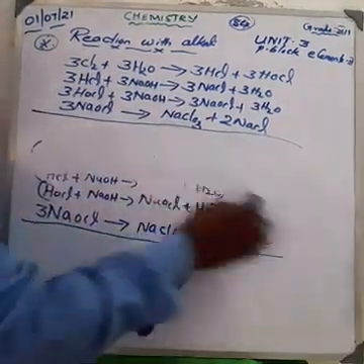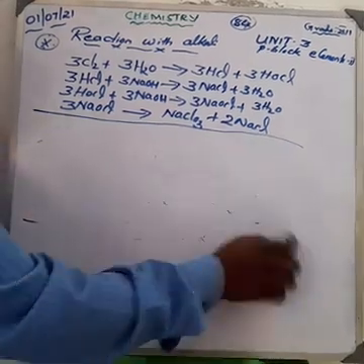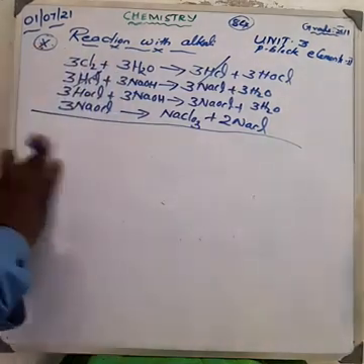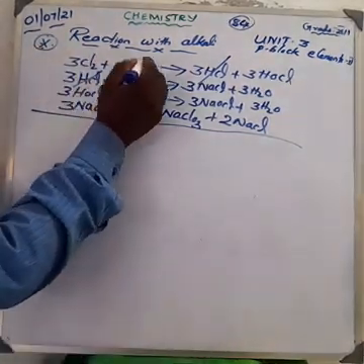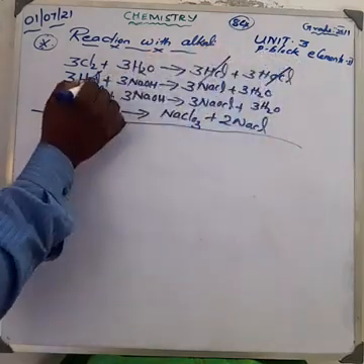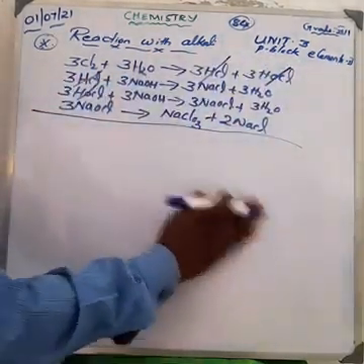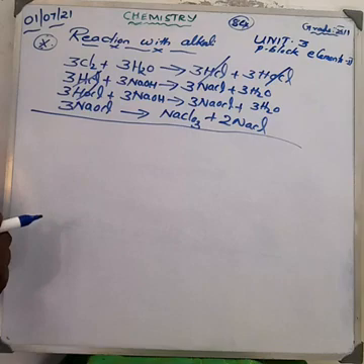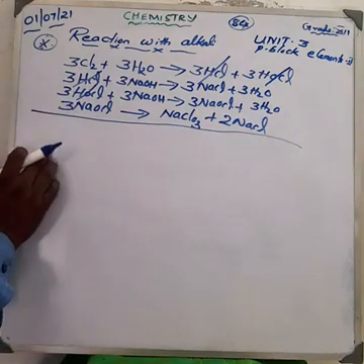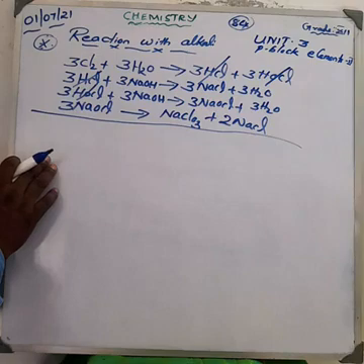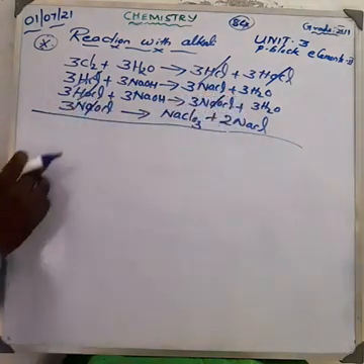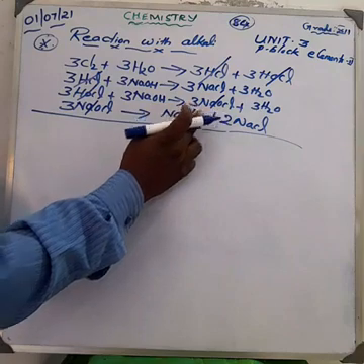So which are the cancelling here? Here, first equation 3HCl and second equation 3HCl can be cancelled. Then, first equation 3HOCl and third equation 3HOCl can be cancelled. Then third equation 3NaOCl and the fourth equation 3NaOCl can be cancelled. Am I right? Yes or no?